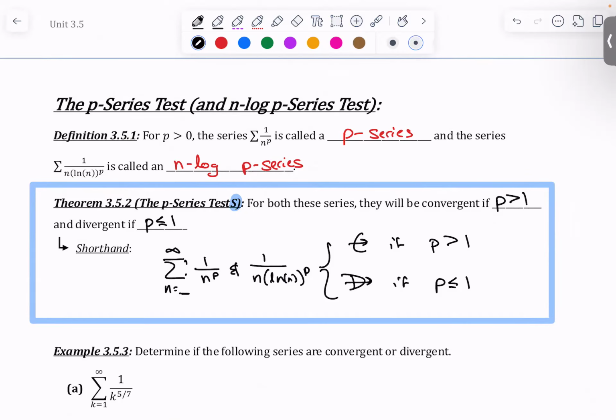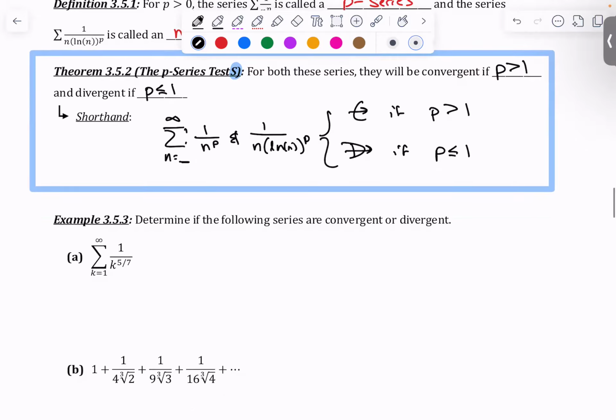So anyways, convergent if p is greater than 1, divergent if p is less than or equal to 1. So first one, you can try the divergence test, and we should.